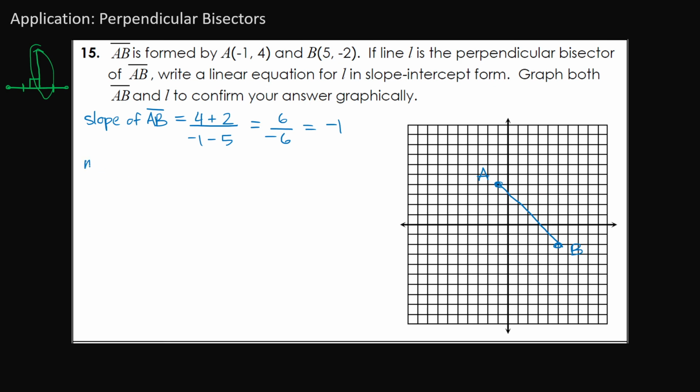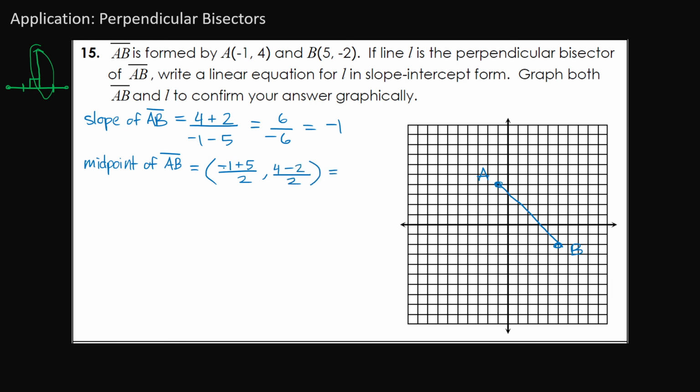Now we need to find the midpoint because we want line L to bisect segment AB. And we know that to find the midpoint of a segment, we take the x values and add them together, divide them by 2. Negative 1 plus 5 divided by 2. You're technically finding the average of the 2 points. And then do the same thing for your y coordinate. 4 plus negative 2, or 4 minus 2, divided by 2.